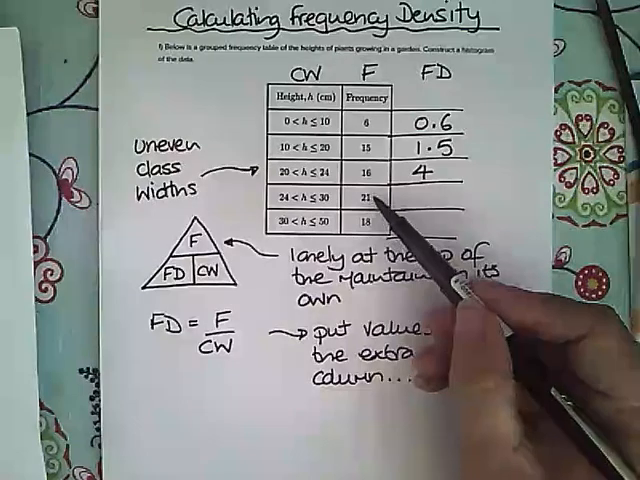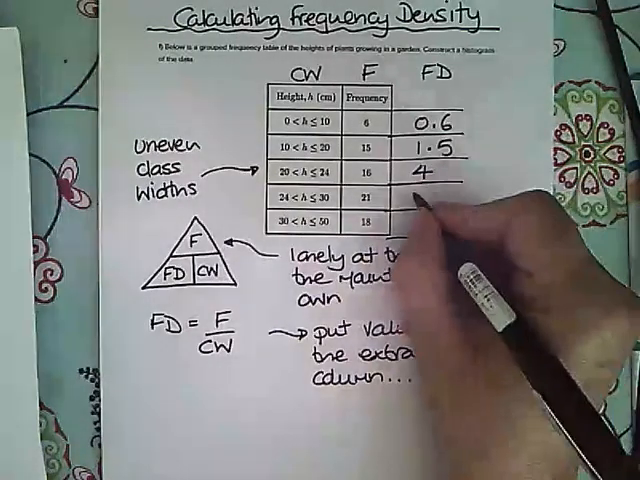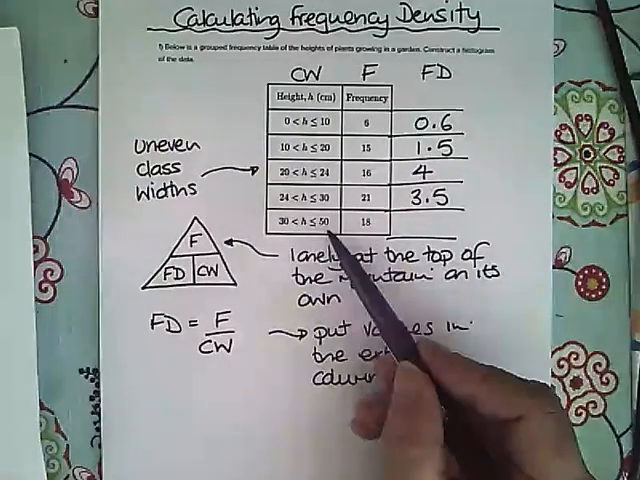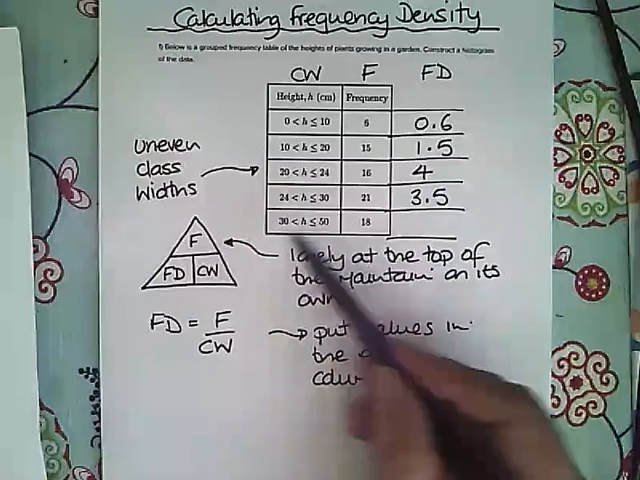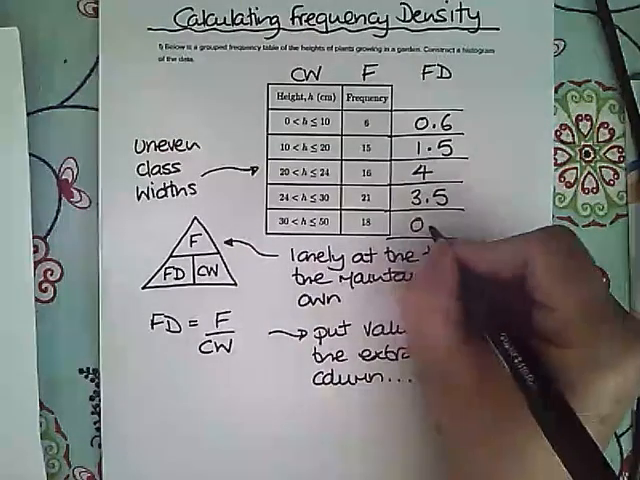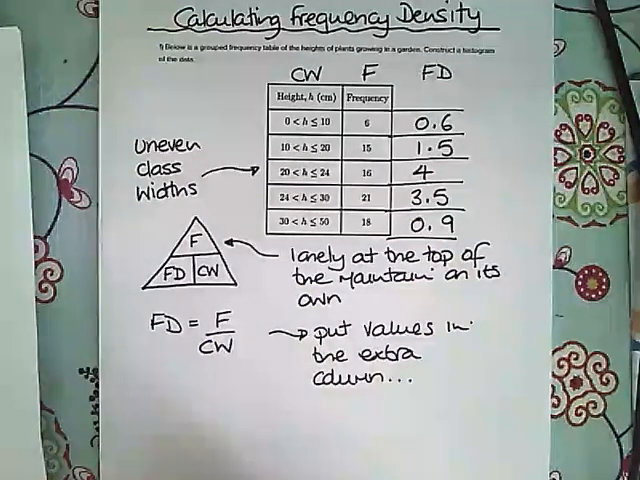We've got 21 here as the frequency, we're dividing that by 6, and that becomes 3.5. And here the frequency is 18, and that is being divided by 20 this time because the class width here is 20, so that frequency density is 0.9. And that's how you work out the frequency density if you're given a frequency table.